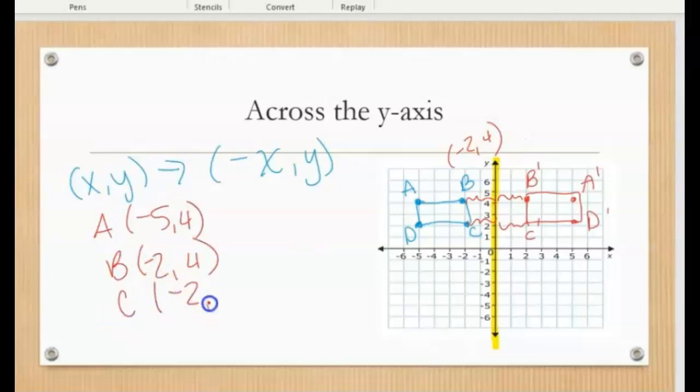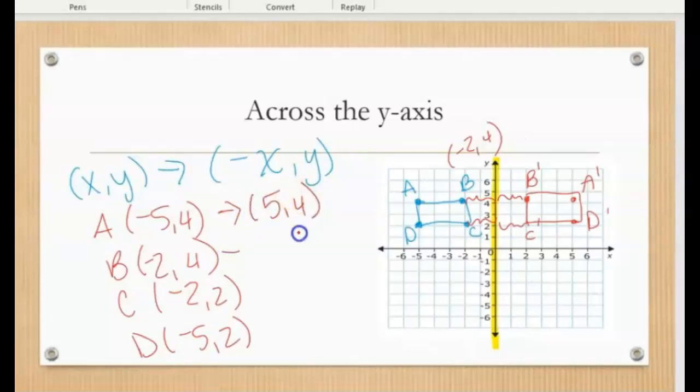C is negative 2, 2. And D is negative 5, 2. This is why we reviewed how to find points, right? Because we're going to use it a lot. Let's just make the x negative. So 5, 4, 2, 4, 2, 2, and 5, 2.